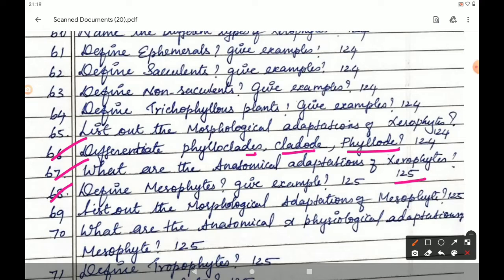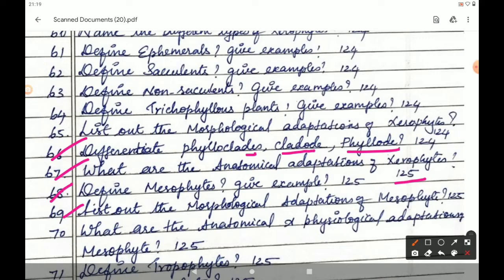Next question is the 68th question. Define mesophyte. Give example. Page number 125. Right side of the page 125, second heading, mesophyte. Mesophytes are plants which are living in moderate conditions, neither too wet nor too dry. Example, maize, hibiscus.